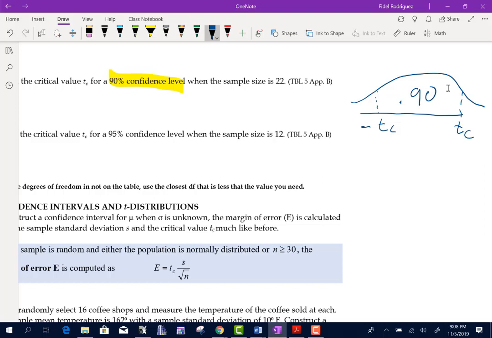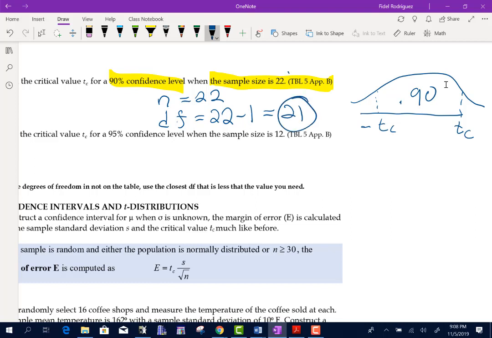Now, I want you to notice it says, let's use the table, right? So there's a table right here. It says the sample size is 22. Okay? So guys, number one, if my sample size, if my number n is 22, then my degrees of freedom is going to be 22 minus 1, 21. It's always going to be one less than my sample size.